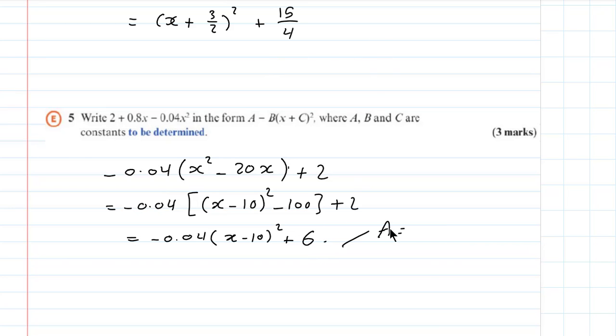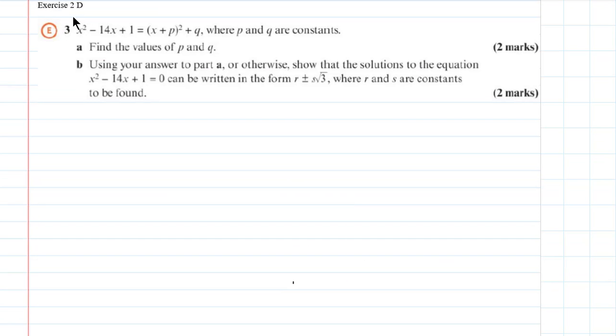And in this case, a will be 6, right? The number which is written here, and then b will be, the negative exists already, so I will write 0.04 only, plus c, so it will be negative 10. Very good. Exercise 2D, question 3, x squared minus 14x plus 1 equals, okay, complete the square also.